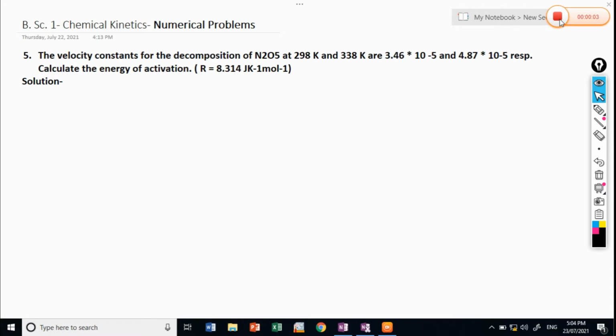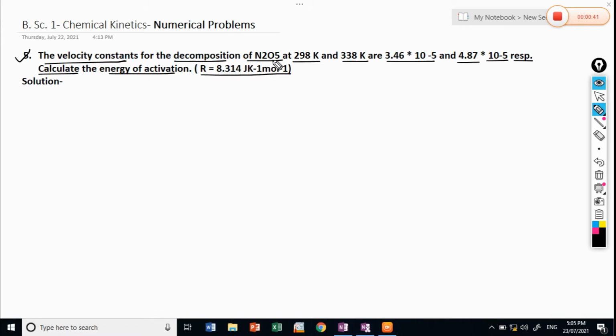The next problem is the fifth problem. Here the numerical problem is: the velocity constants for the decomposition of N2O5 at 298 Kelvin and 338 Kelvin are 3.46 into 10 raised to minus 5 and 4.87 into 10 raised to minus 5 respectively. Calculate the energy of activation. The value of R is given 8.314 joule per Kelvin per mole.